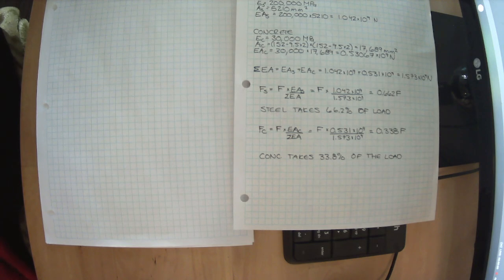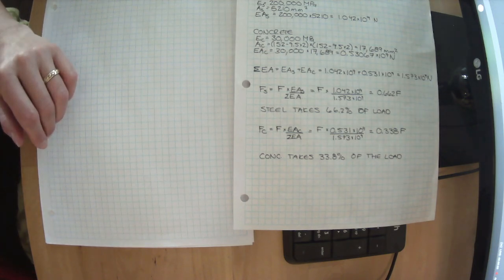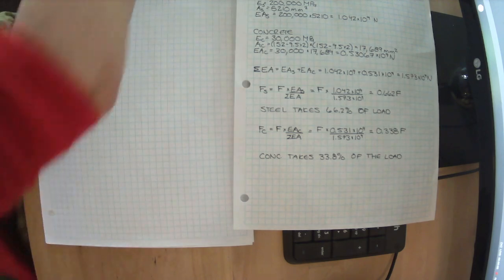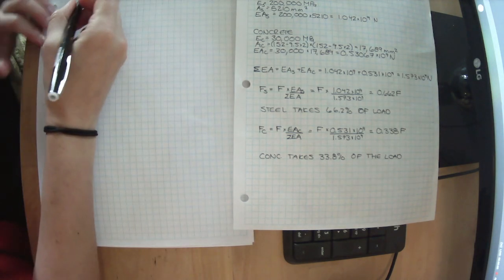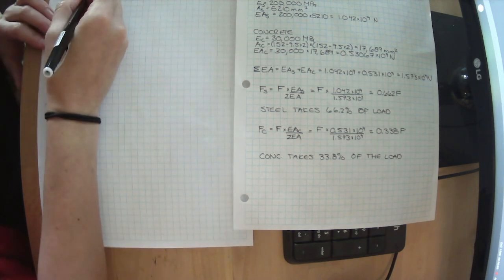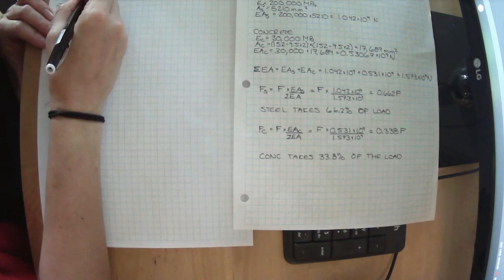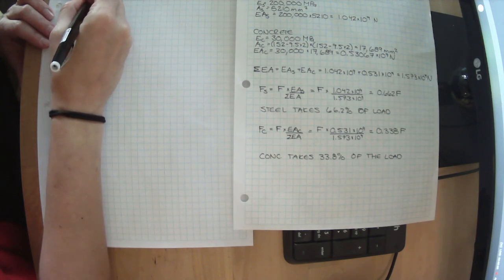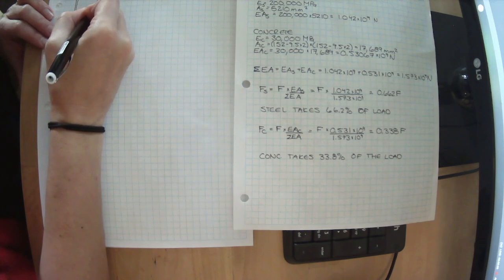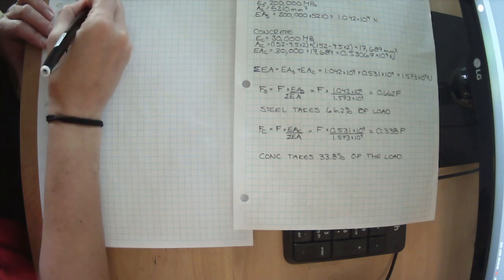So we've been asked to take the HSS column that was filled with concrete and transform the steel into an equivalent column of concrete. So that's what we've been asked to do. So we had our HSS that's filled with concrete.